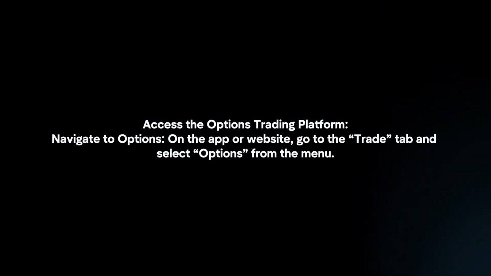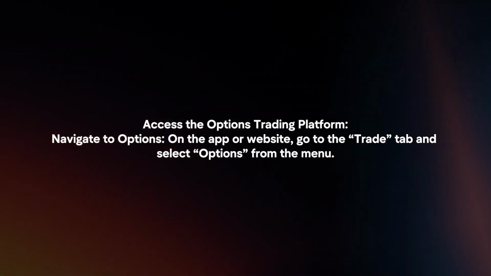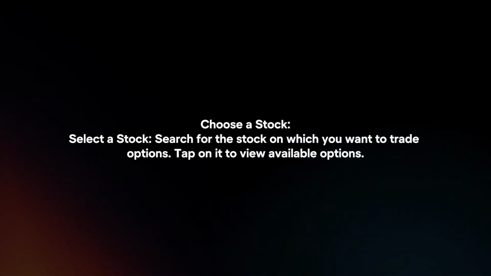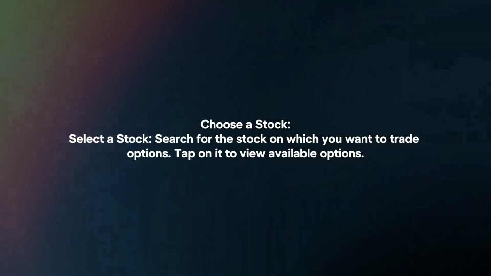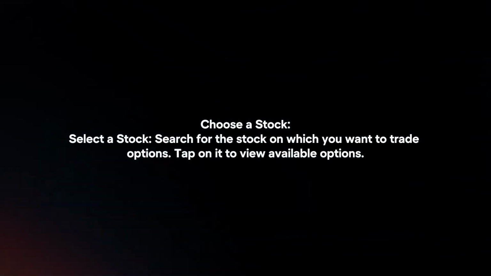Access the options trading platform. Navigate to options. On the app or website, go to the Trade tab and select options from the menu. Choose a stock. Select a stock. Search for the stock on which you want to trade options. Tap on it to view available options.